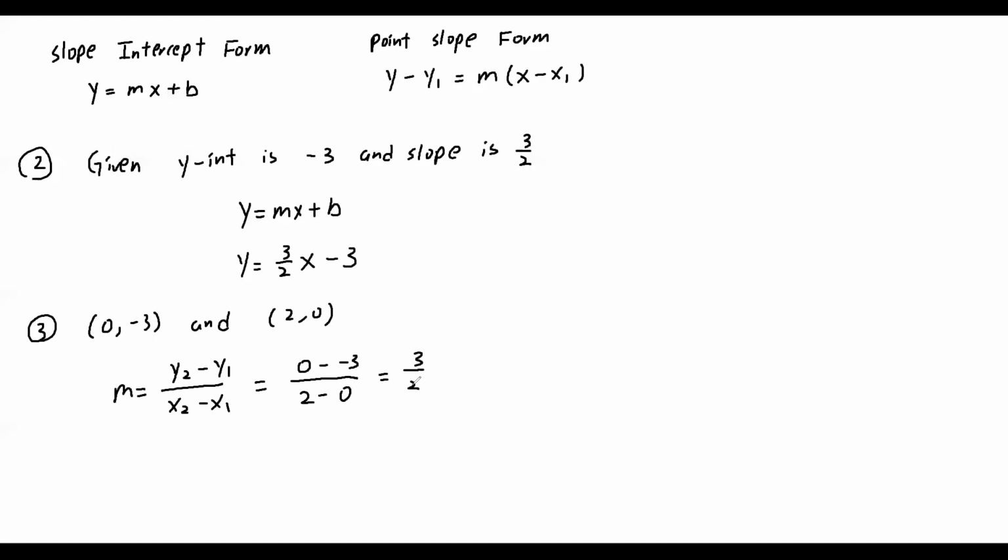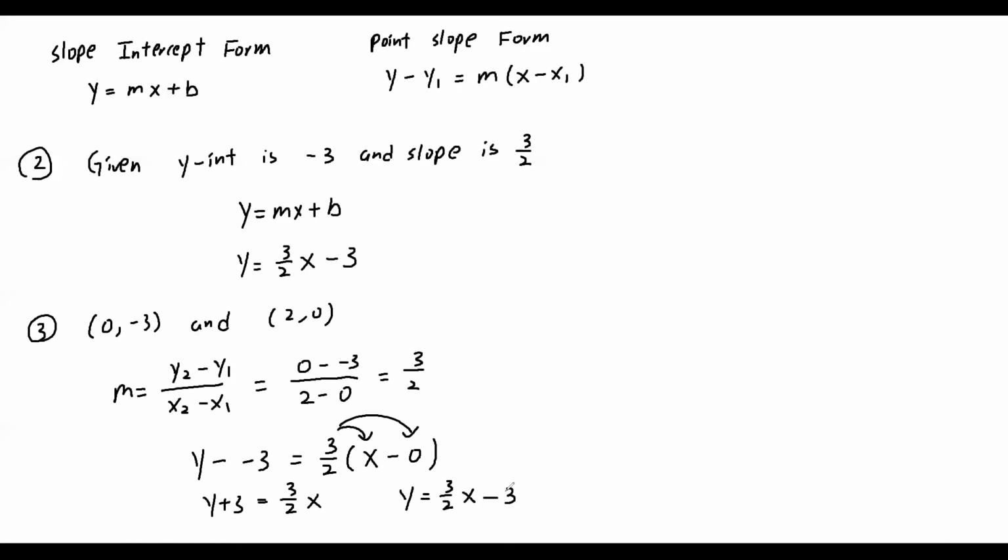Once we obtain our slope, all we have to do for point-slope form is to pick a coordinate and plug into our equation along with the slope. Let's pick 0, -3. So we would have y minus -3 equals 3/2 times x minus 0. Double negative means y plus 3 equals 3/2 times x, by distributing the 3/2 into the equation. And lastly, we need to move the 3 over to get it into y equals 3/2x minus 3.